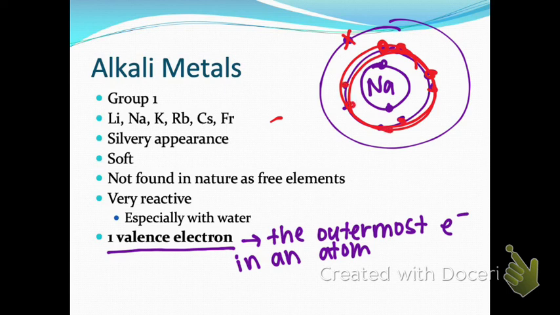Does that make sense? That's why it's so reactive. It wants to give away that outer electron to anything and anyone that will take it, right? Any atom that wants an electron, it will give it away, right? And so then it's really, really reactive.